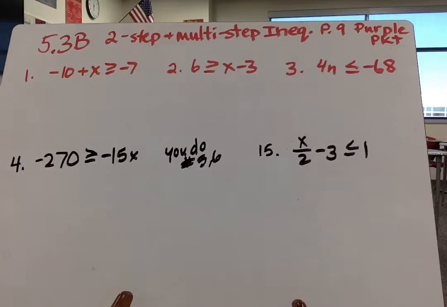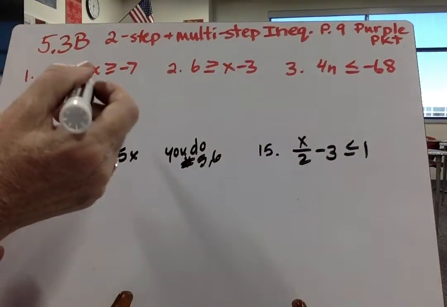5.3b in your purple packet. This is page 9, two-step and multi-step inequalities. Objective: I can solve two-step inequalities. Number 1: negative 10 plus x is greater than or equal to negative 7.